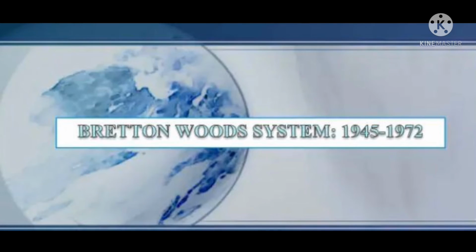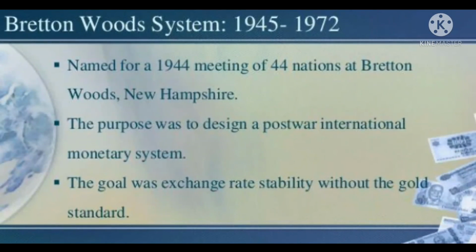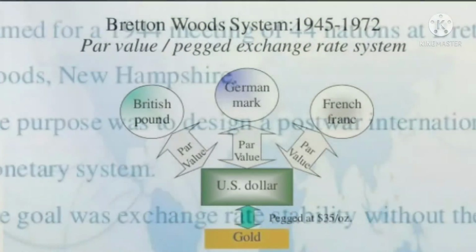Bretton Woods System, 1945 to 1972. Named after a 1944 meeting of 44 nations at Bretton Woods, New Hampshire. Second, the purpose was to design a post-war international monetary system. Third, the goal was exchange rate stability without a gold standard.